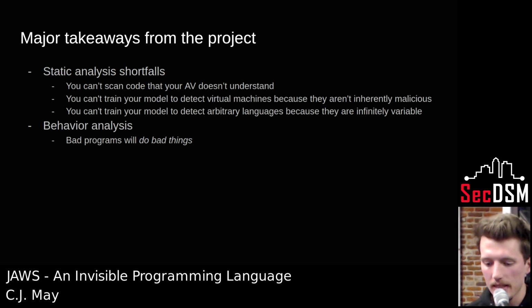And you can't train your model to detect arbitrary languages because you can create any programming language you want. It's infinitely variable, so there's no way to find a new programming language. The solution I proposed from my research is to put a lot of emphasis on behavior analysis, because bad programs will do bad things. It doesn't matter what programming language it's written in, or whether it's comprehensible to anything outside of your JAWS interpreter. If your code is doing bad things, it'll make some noise and there will be detection opportunities there.